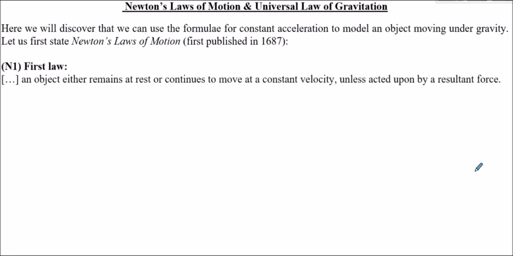So Newton's first law. An object either remains at rest or continues to move at constant velocity unless acted upon by a resultant force. So that's not to say that if an object's moving, no forces are acting on it. For example, a car might be on a motorway doing 70 miles an hour. The thing here, we're not saying that no forces are acting on the car, but what we mean by resultant force is that all forces are completely balanced.